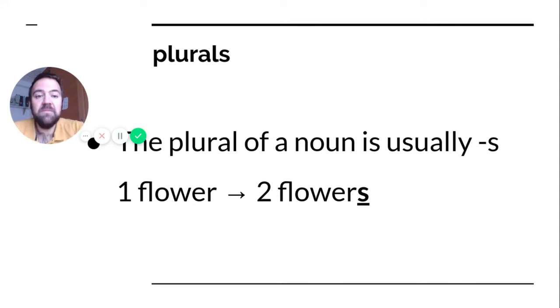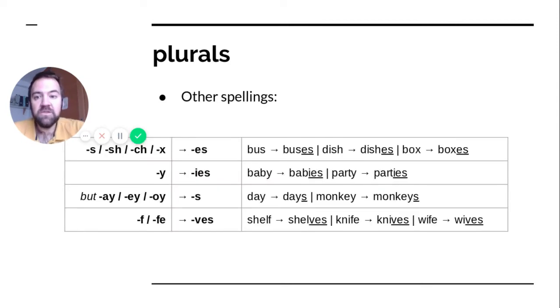But there are some that have some different spellings. Let's see if we can learn some rules so that we know how to spell it correctly. So, for example, a very common spelling is for words that end in S, SH, CH, or X. Okay, we can't just add an S on. We need to put an E in the middle. So bus becomes buses, dish becomes dishes, box becomes boxes, for example.